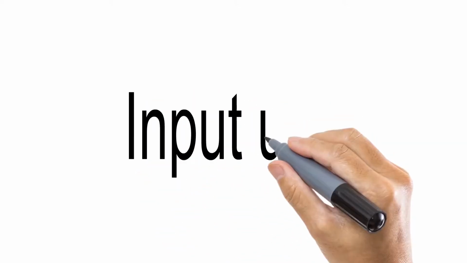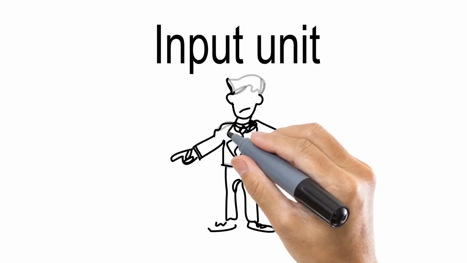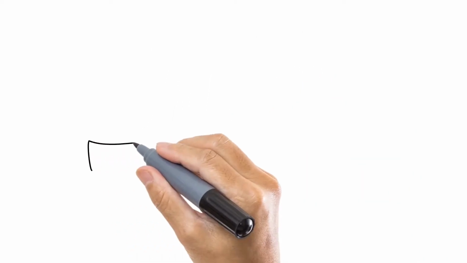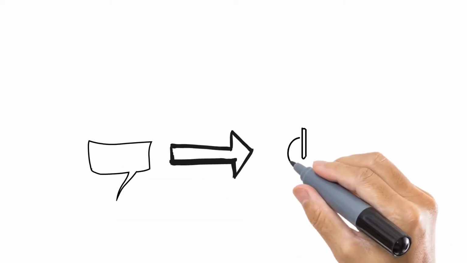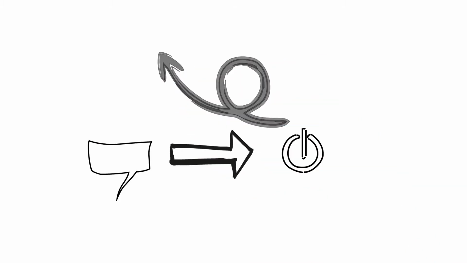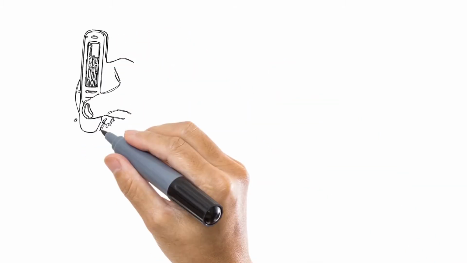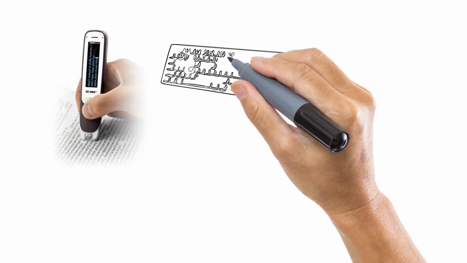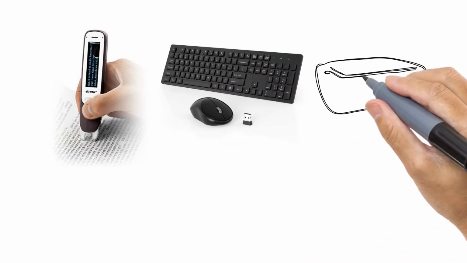Now we will talk about the input unit or the input devices. The input unit is responsible for passing the commands from the user to the CPU. It converts user entered commands into electrical or digital signals that are passed on to the processing unit for computation of data. Some input devices are OCR, optical character reader, keyboard, mouse, pointing devices, scanner, camera, etc.